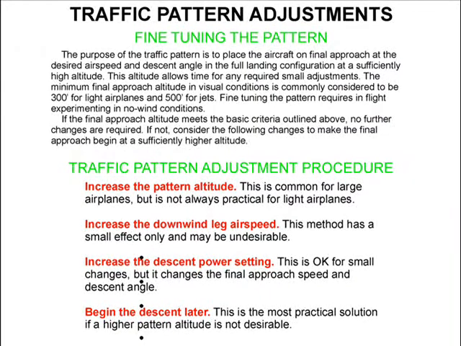Another option is to increase the descent power setting. This is okay for small changes, but it changes the final approach speed and descent angle. The best choice is to begin the descent later. This is the most practical solution if a higher pattern altitude is not desirable.